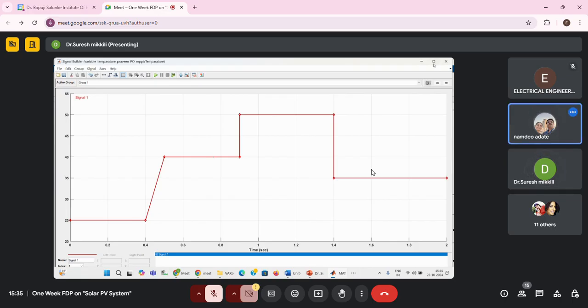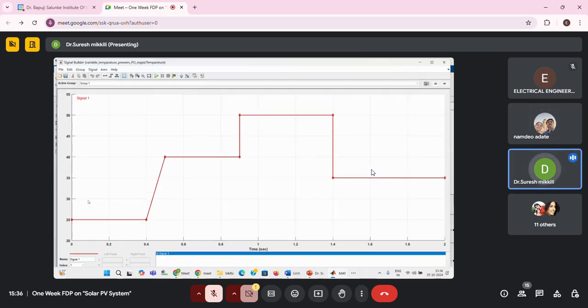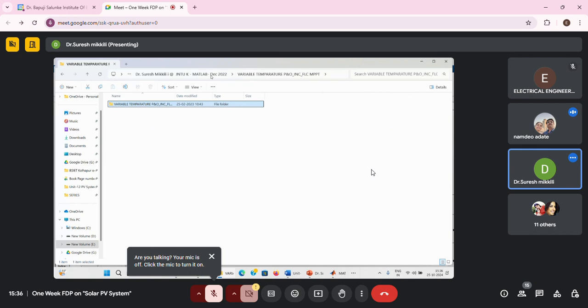Same thing on one module. Suppose I take only one module, and the irradiance also changes from morning to evening. With the signal builder, I can change the irradiance also. I can change it and check. Do you understand? Yes.